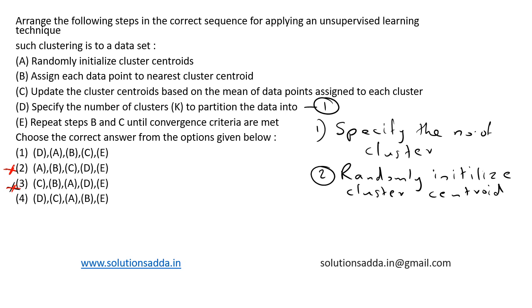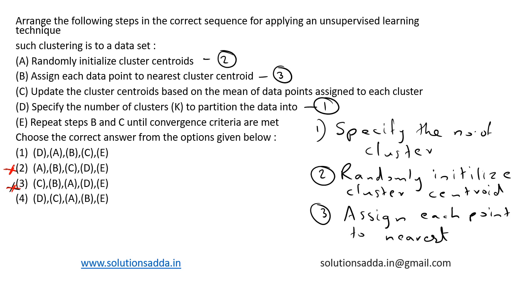D happens first, then A happens, then B happens. We assign each point to the nearest cluster. So these 3 steps happen. First one is D, then second one is A, then we assign each data point to the nearest cluster.